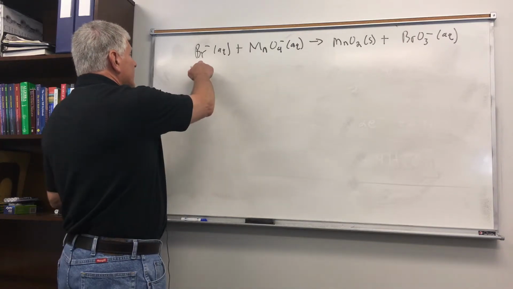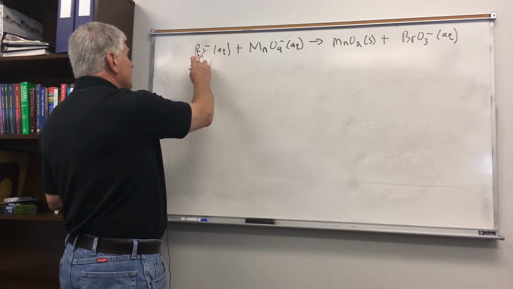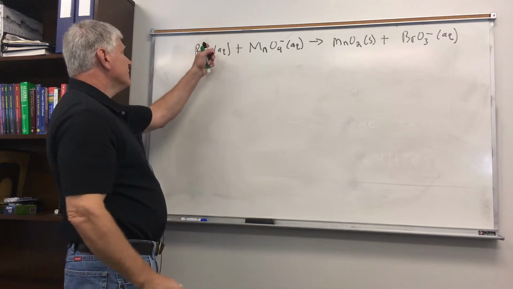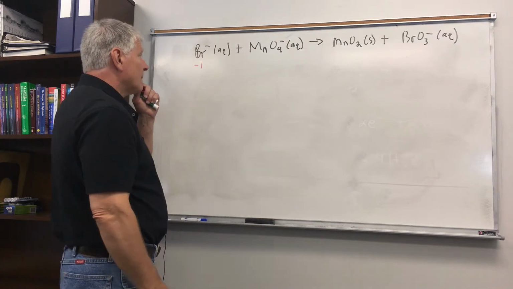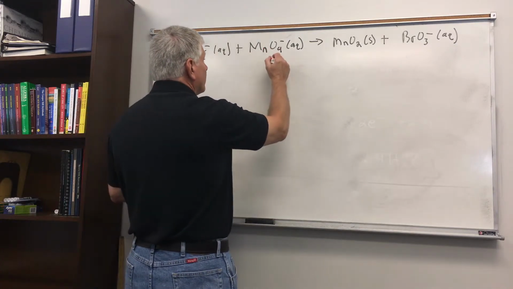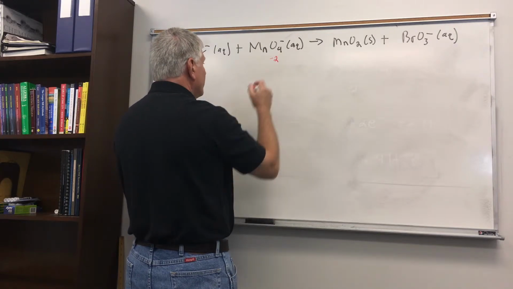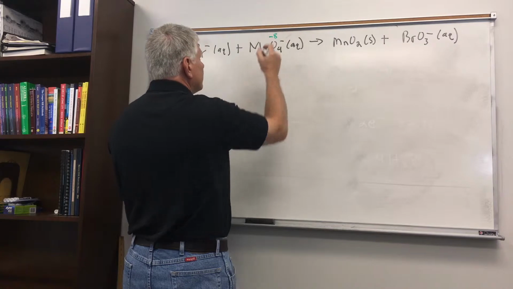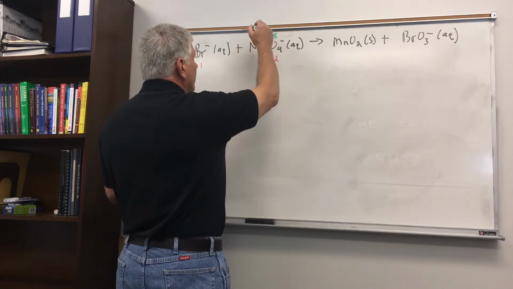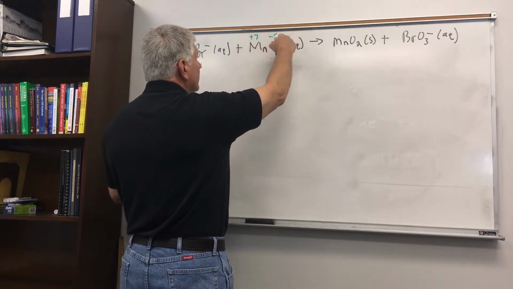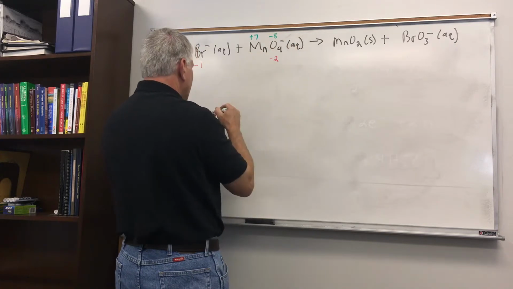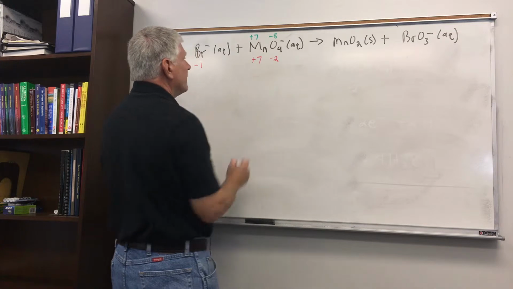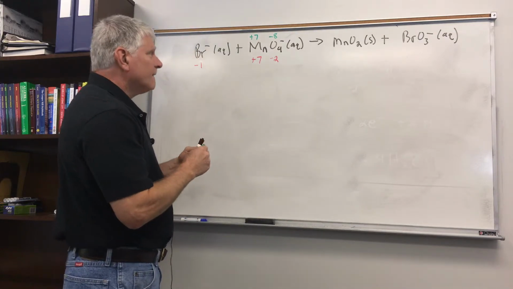So bromine here is an element, is an atom, and so its oxidation state is just its charge. MnO4 minus, oxygens are -2, so that's a total of -8. So Mn has to have a total of +7 to give -1 overall. So that means the oxidation state of Mn is +7 since there's only one.